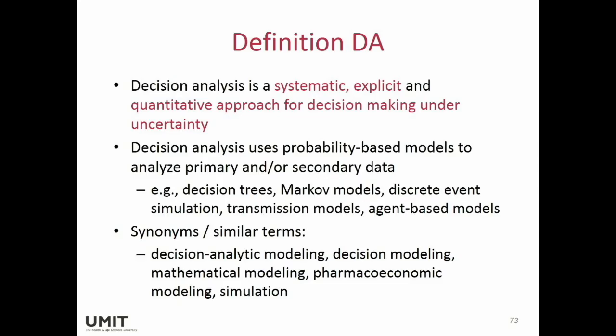Decision analysis is a systematic, explicit, quantitative approach for decision making under uncertainty. This is important, that we take into account uncertainty, as you saw in the first example doing the sensitivity analysis. And decision analysis uses probability-based models to analyze primary or secondary data. There are different modeling approaches, as we will see later on. And synonyms or terms that you will find in the literature are decision-analytic modeling, decision modeling, mathematical modeling, and so on.